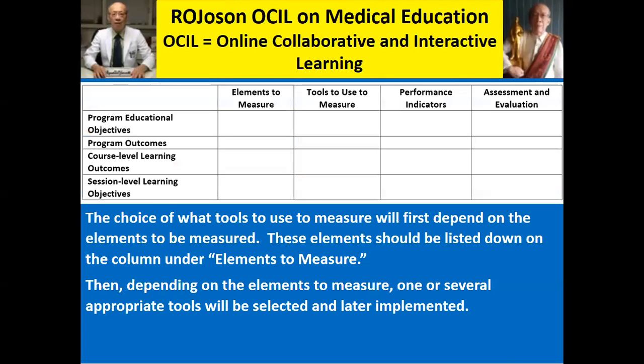The choice of what tools to use to measure will first depend on the elements to be measured. These elements should be listed down on the column under elements to measure. Then, depending on the elements to measure, one or several appropriate tools will be selected and later implemented.